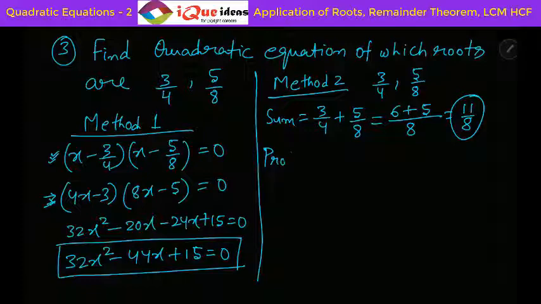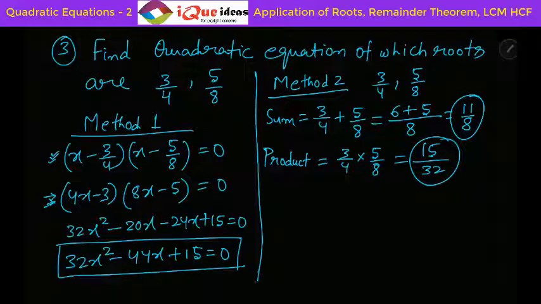Similarly, the product of roots will be a simple multiplication of 3 by 4 and 5 by 8. Now 3 into 5 is 15, and 8 into 4 is 32, right? So our required equation will become x square minus the sum of roots, 11 by 8, into x, plus the product of roots, 15 by 32, that is equal to 0.